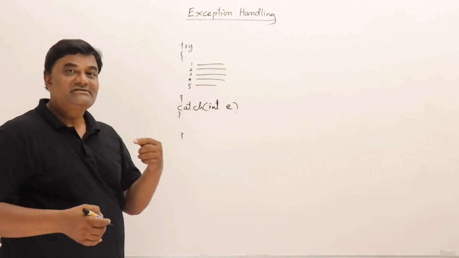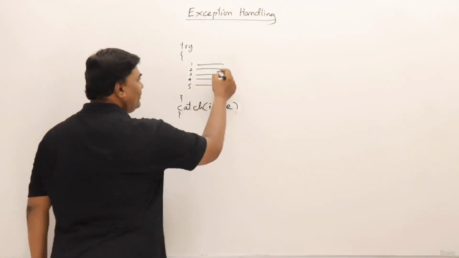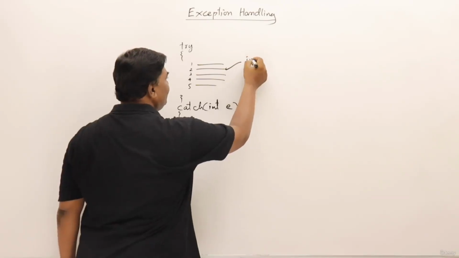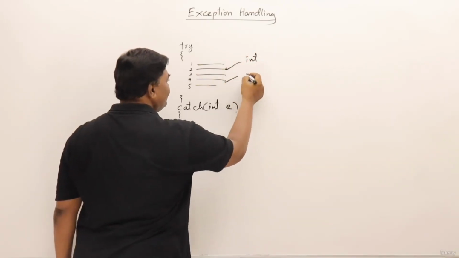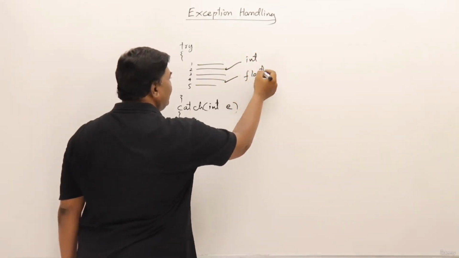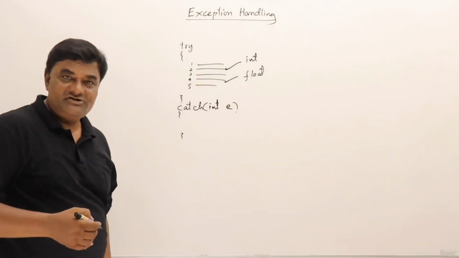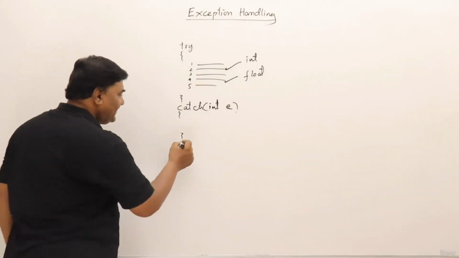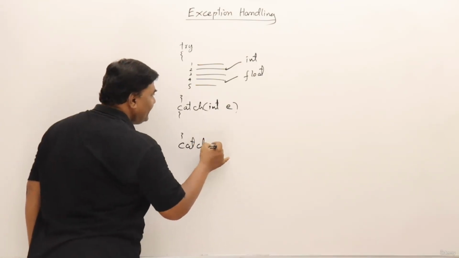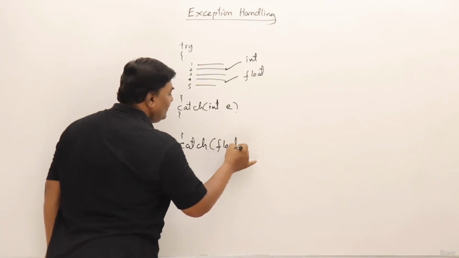Now, next thing. Suppose there is a possibility of an exception in this line, which is of type integer, and again in this line, which is of type float. Then this catch block will not handle both. It will handle only integer. Then can I have one more catch block? Yes, I can have one more catch block for float also.